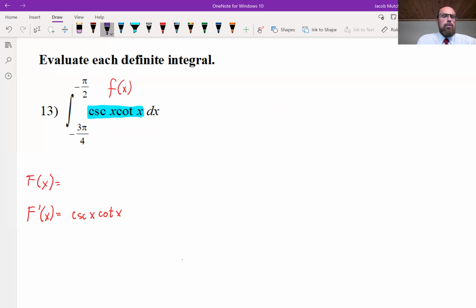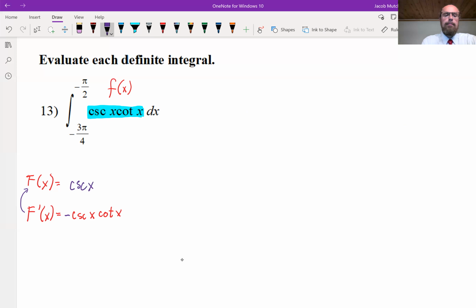And in fact, there is no such original, because we did have something else that had the derivative negative cosecant x cotangent x. If we add that negative in, we can easily find our antiderivative was going to be simply positive cosecant of x.